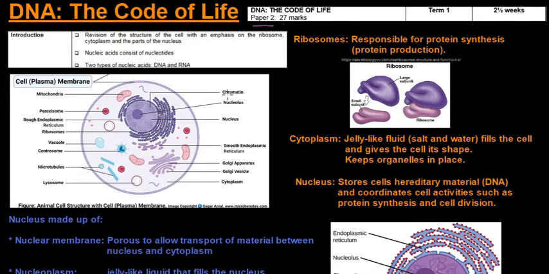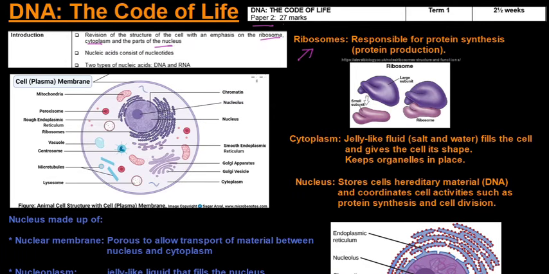Now, according to our exam guideline, we need to know the general cell structure with an emphasis on the ribosome, cytoplasm, and certain parts of the nucleus. We need to know that there are two types of nucleic acids, DNA and RNA, and that they consist of nucleotides. Now, looking at the ribosome, these organelles should not be strange to you, as you've done quite a lot of this in grade 10.